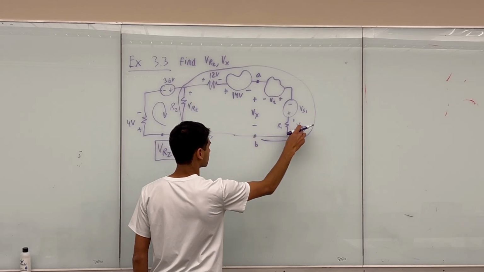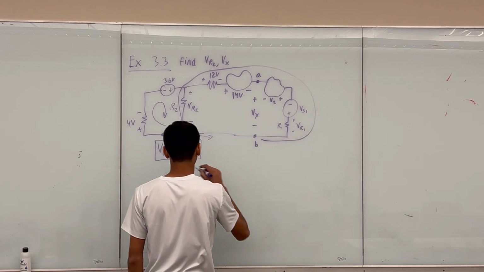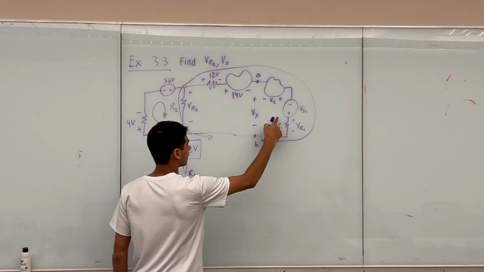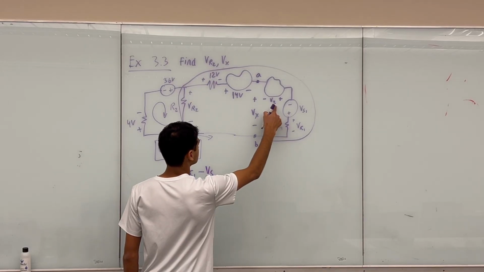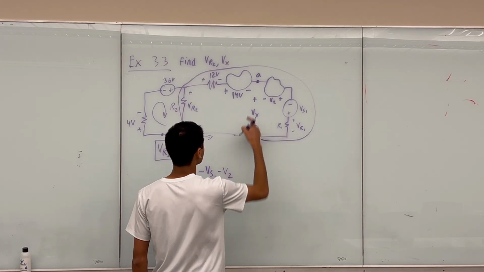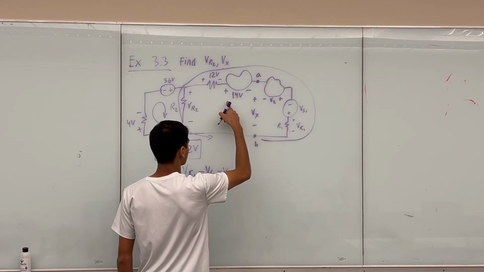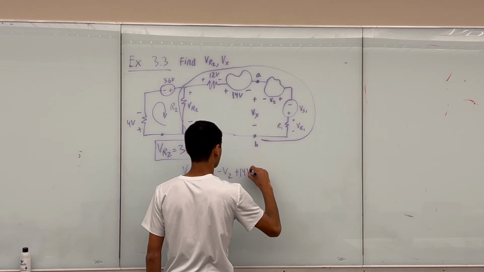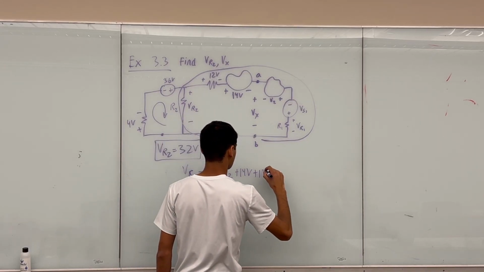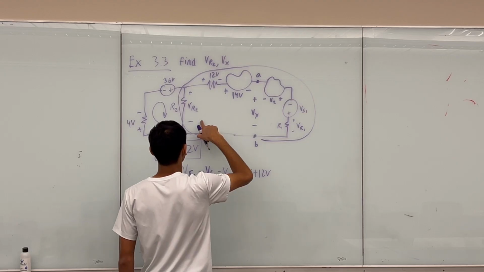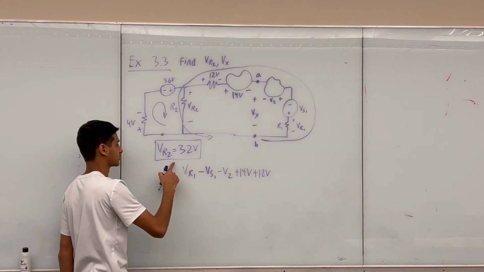So first I'm going up in voltage VR1. I'm dropping VS1. I'm dropping V2. I'm increasing by 14 volts. Going up again by 12 volts. And then dropping by VR2, which I found from the previous problem.